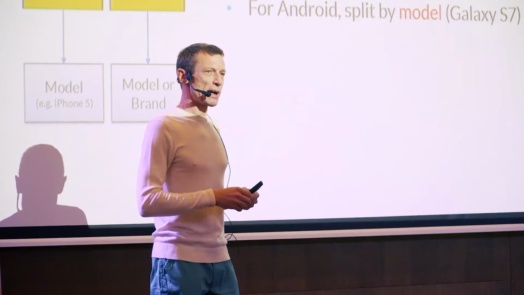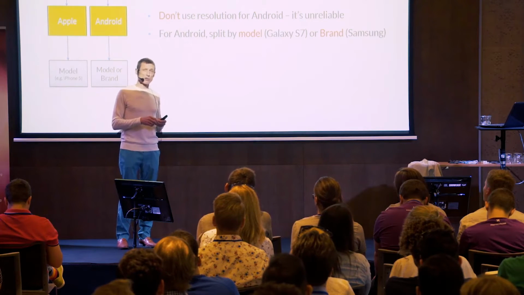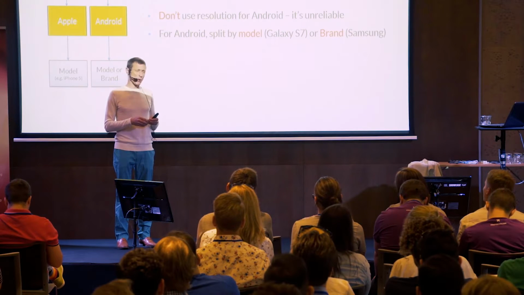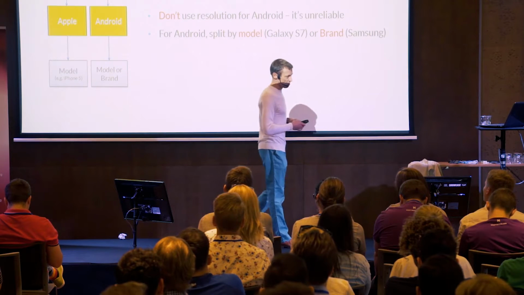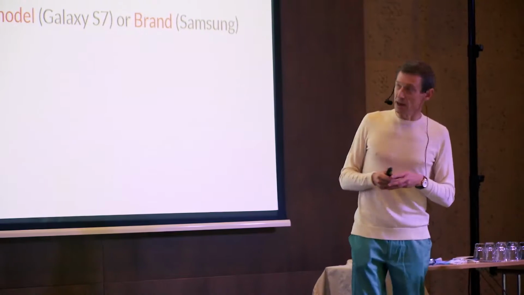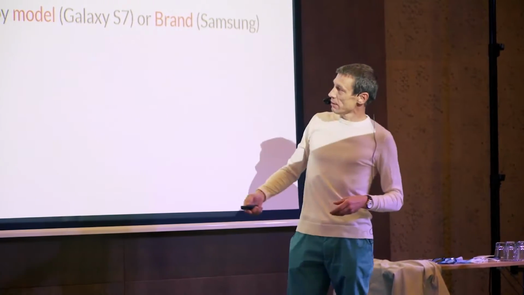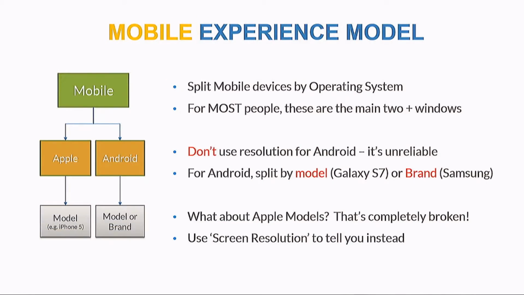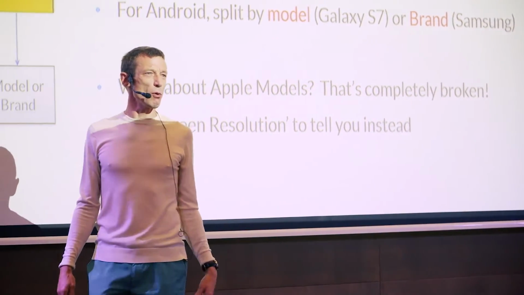Oh, we have a Galaxy S8, and it'll say the resolution of this device is 640 by 360. No, it isn't. It's because it's giving you the non-scaled version of the resolution. It's unreliable. You cannot use that data. And if you're splitting Android, you should split by model or brand, and that will give you the most useful data. What about the Apple models? How do I get the Apple models?